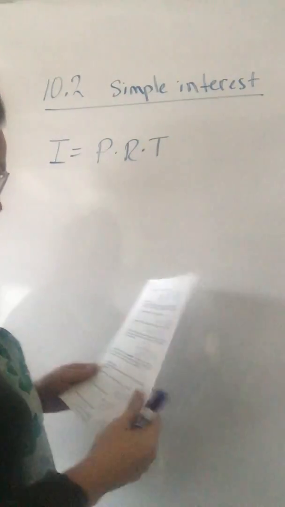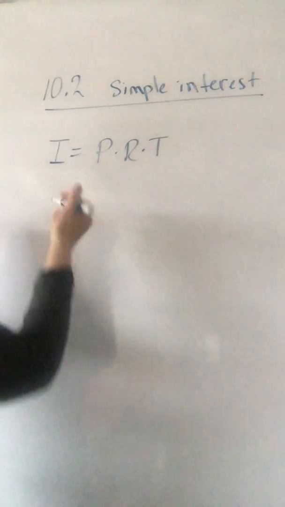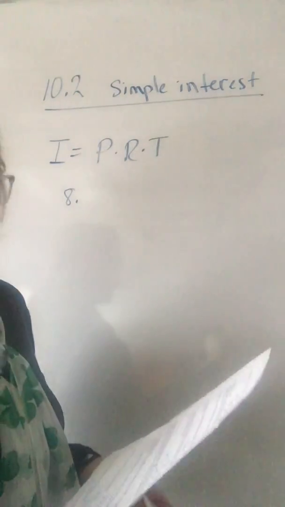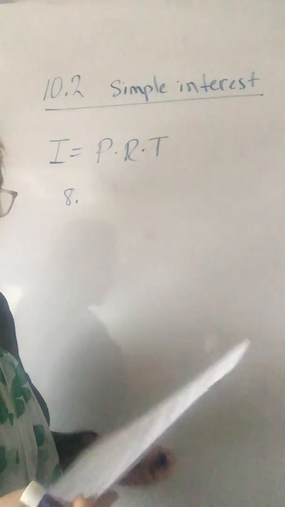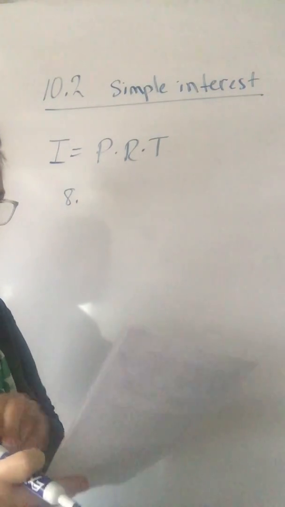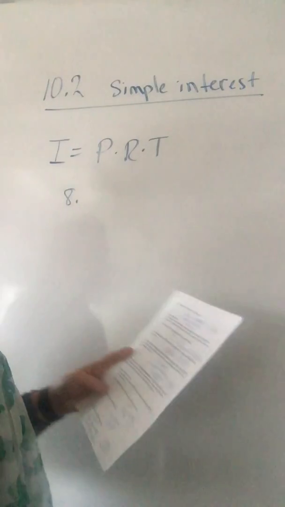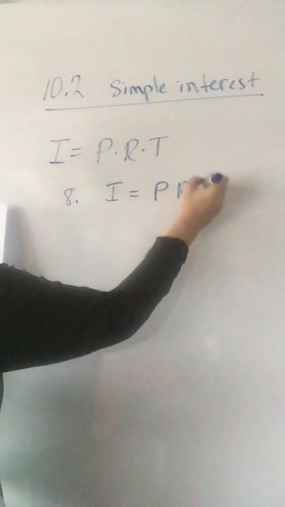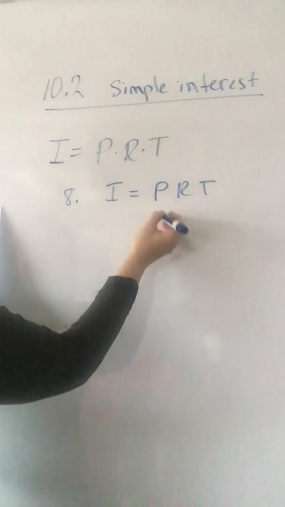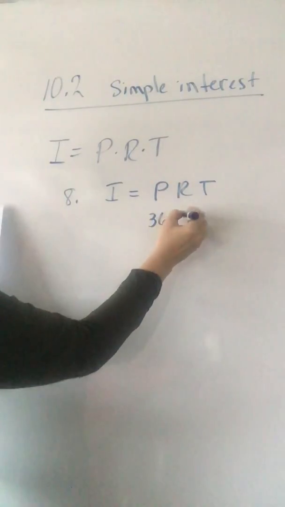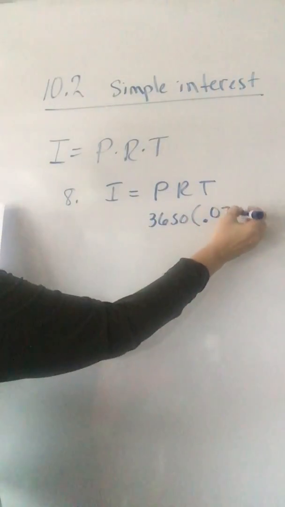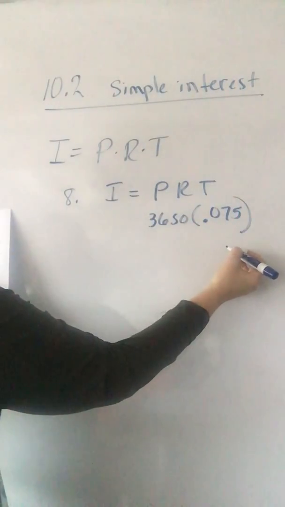All right, so our example number 8, a bank discount note. Julie Jansen borrowed $3,650 from her bank for 8 months. The bank discounted the note or the loan at 7.5%. So we do our I equals PRT as always. So Julie has borrowed a principal of $3,650. The rate was 7.5%, so we make that 0.075, and the time was 8 months.